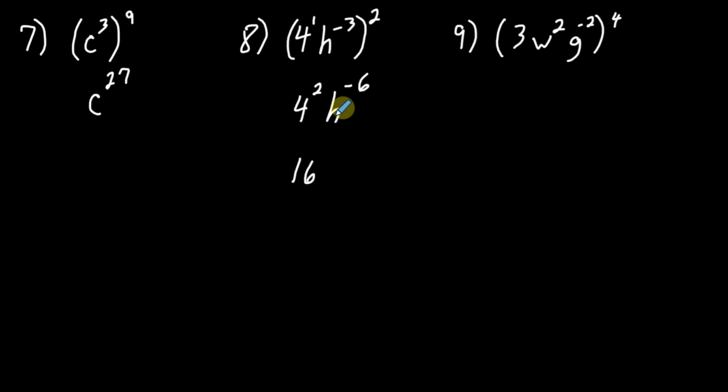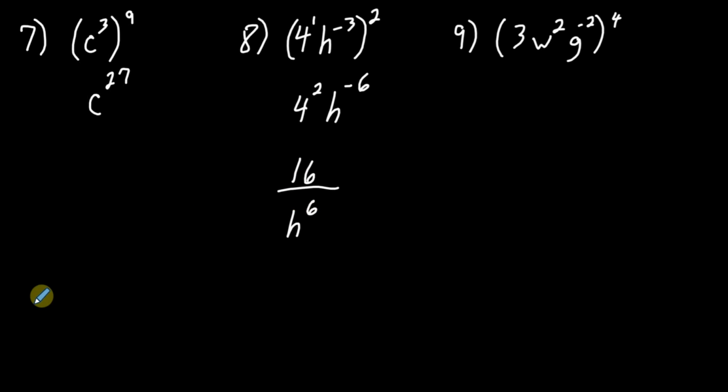H has a negative exponent. It needs to move to the bottom. Negative 6 then becomes a 6. So we have moved it from the numerator to the denominator, and that changes the sign.